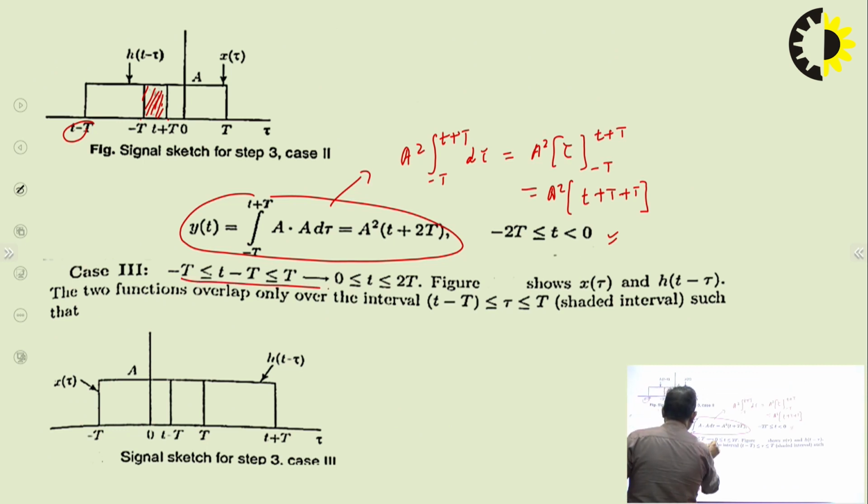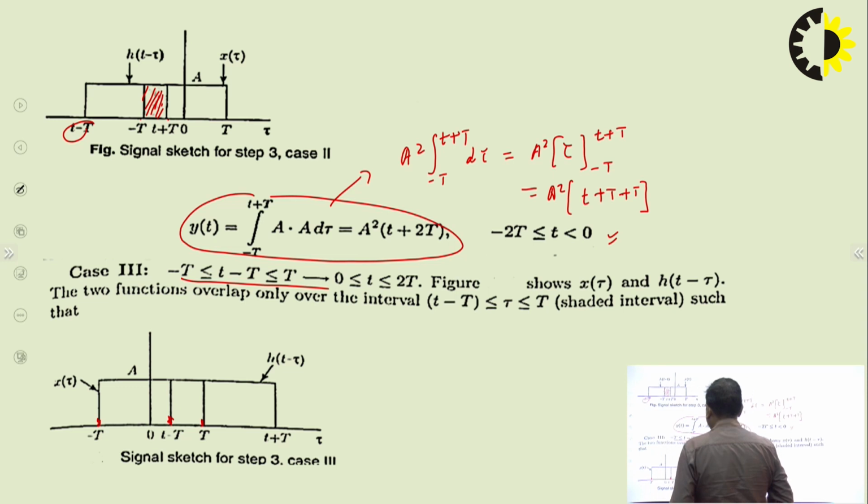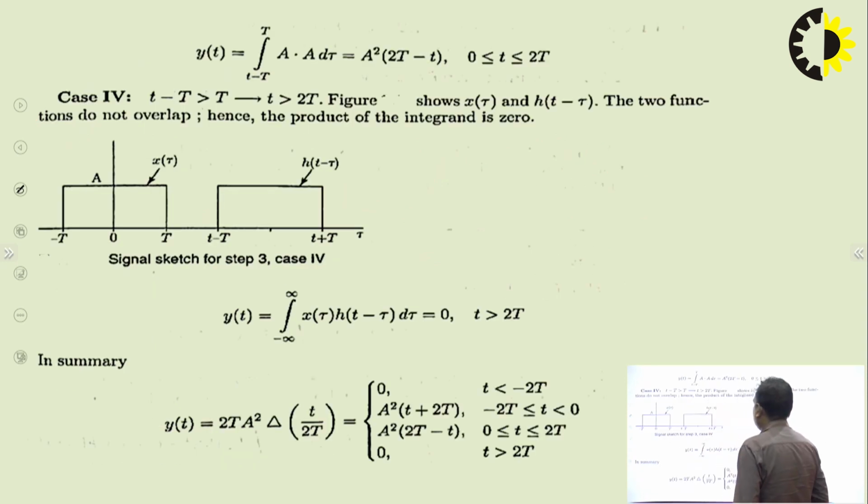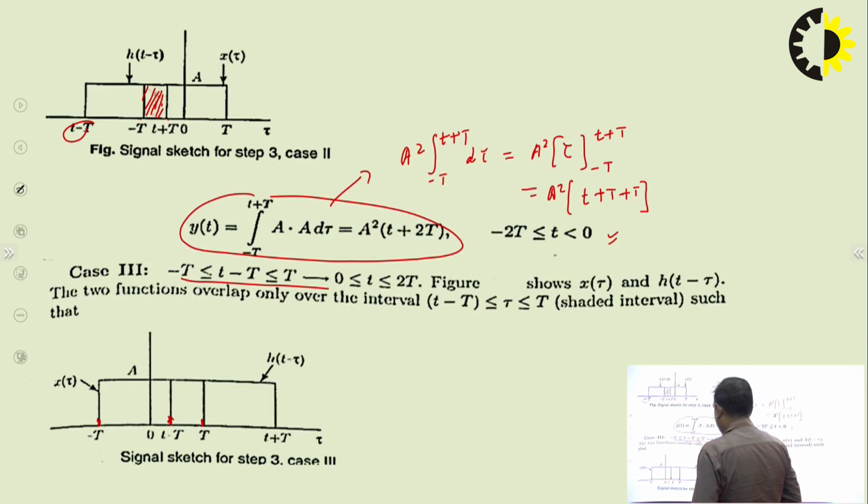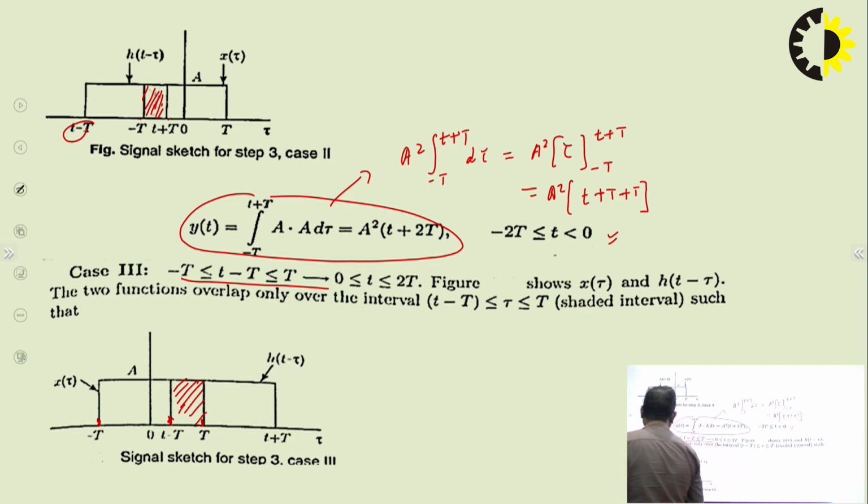When you take this case number 3, this is the t minus T point, and this time the t minus T point is lying between minus T and capital T. So what is the overlapping region in this case? In this case you can see the overlapping region is basically this region.